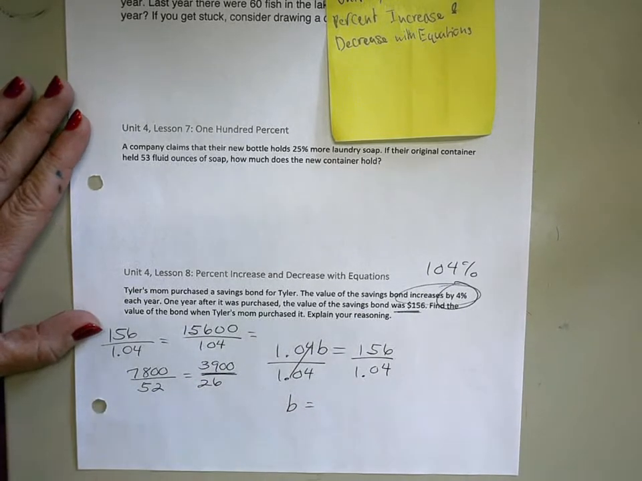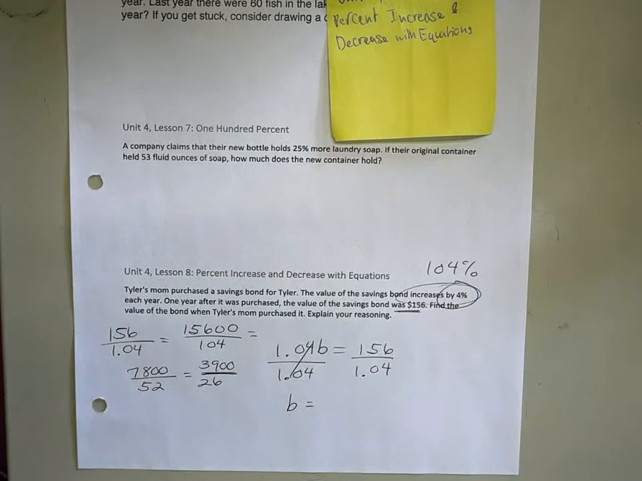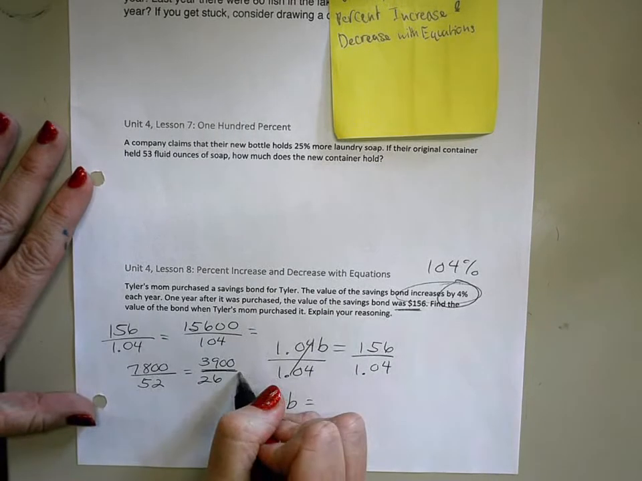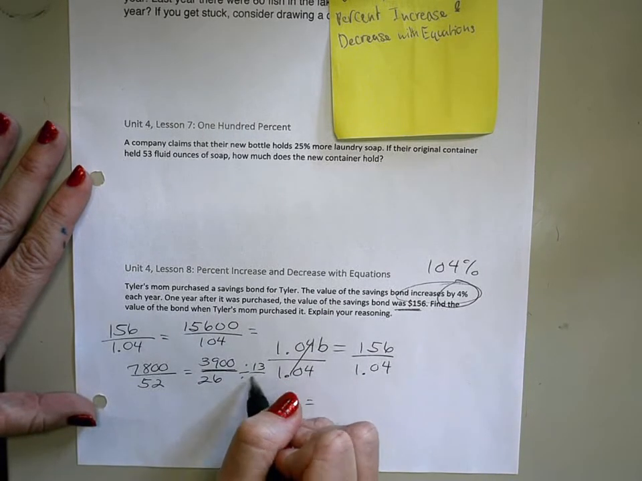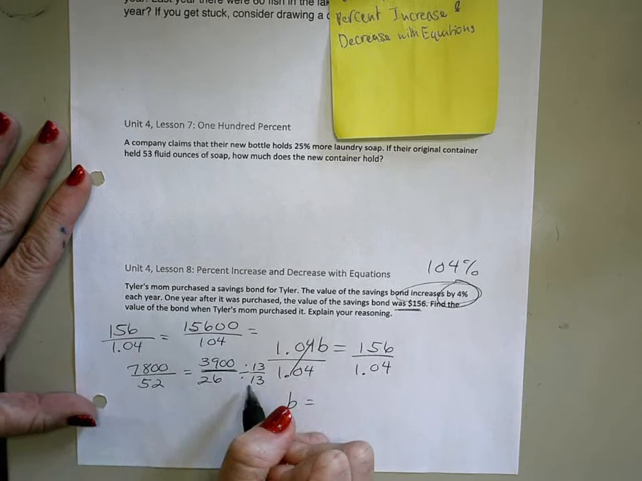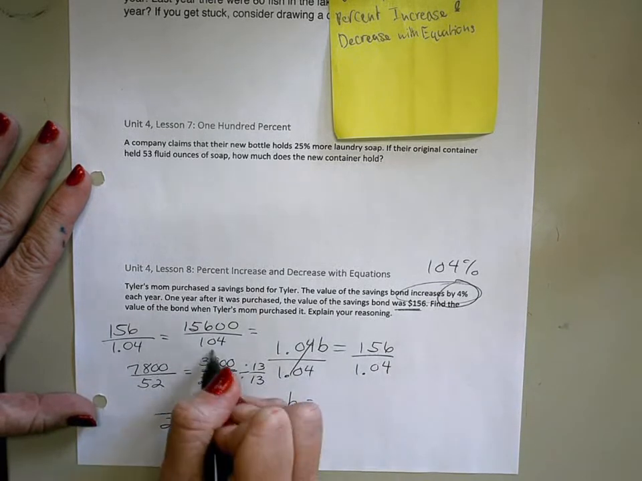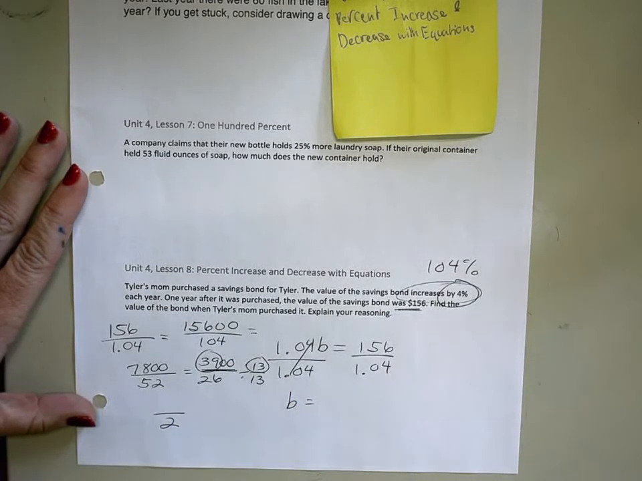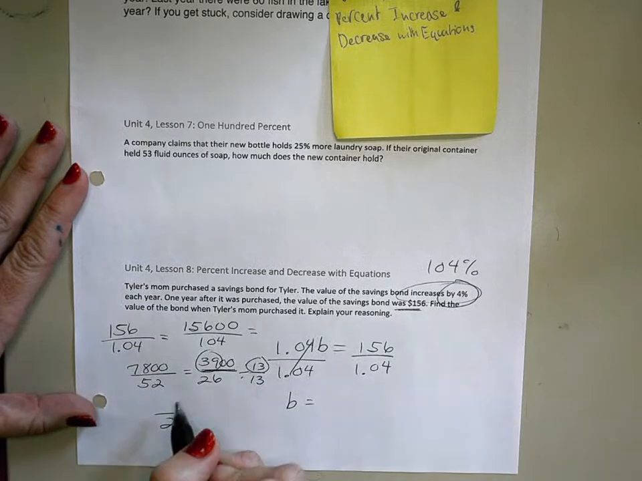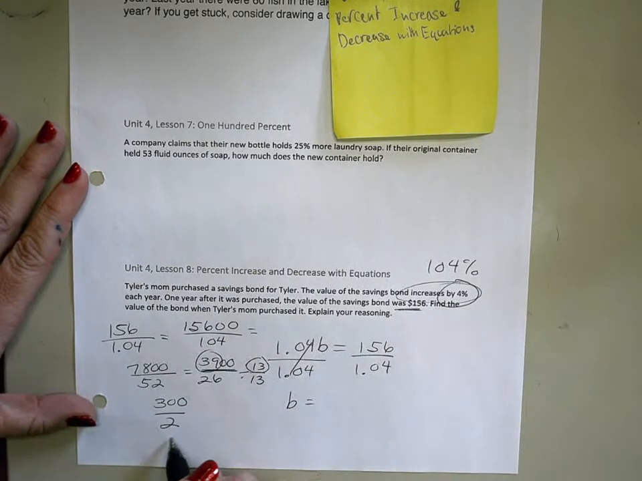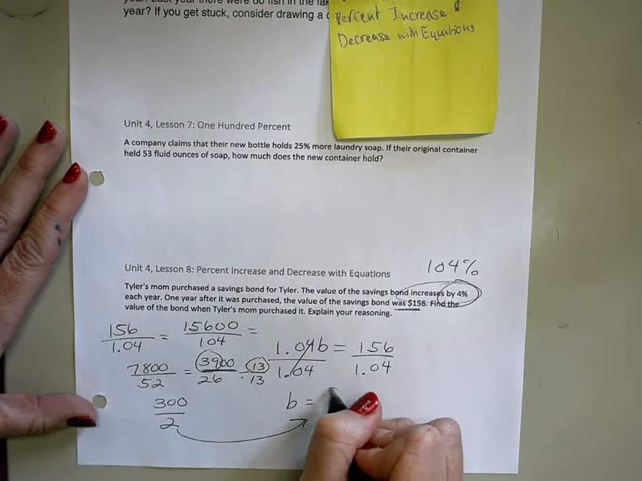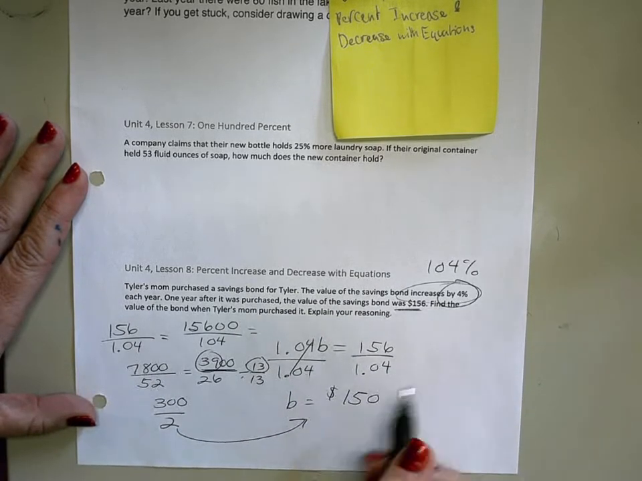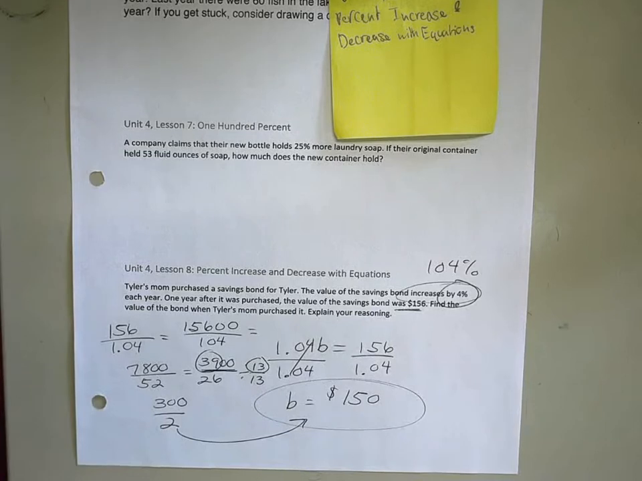And then I'm like, ooh, wait a minute. Now, for me, this comes into my head quickly because 26 miles is a marathon and 13 miles is a half marathon. So I'm like, hey, if I divide both of these by 13, 26 divided by 13 is 2. 39 divided by 13 is 3. So I get 300 divided by 2, which means the initial value of the savings bond was $150.